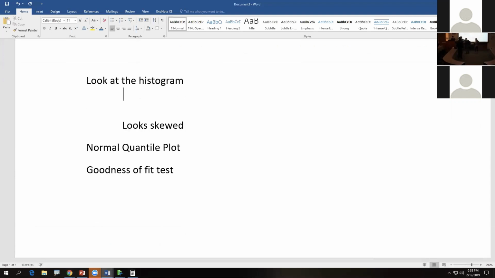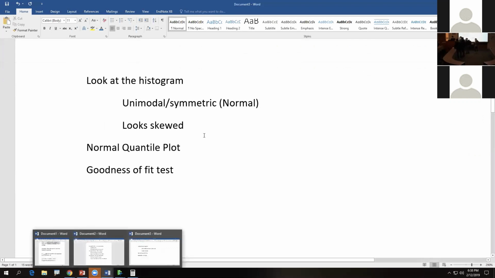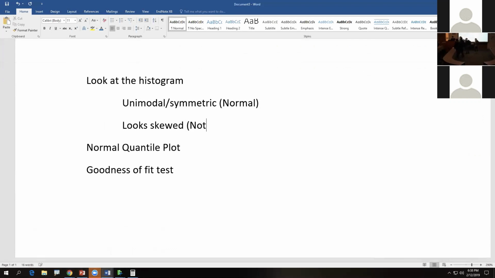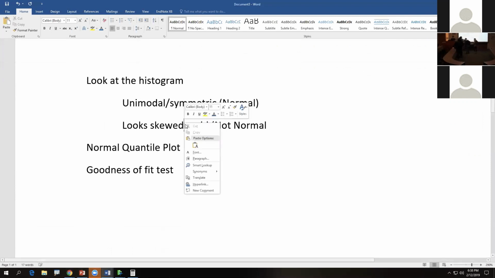Unimodal, symmetric, that is by definition what normal is. And then looks skewed, not normal. It could look many things. Looks skewed, we'll put that, because someone might say only skewed, but it could be bimodal, it could be trimodal, all these things.